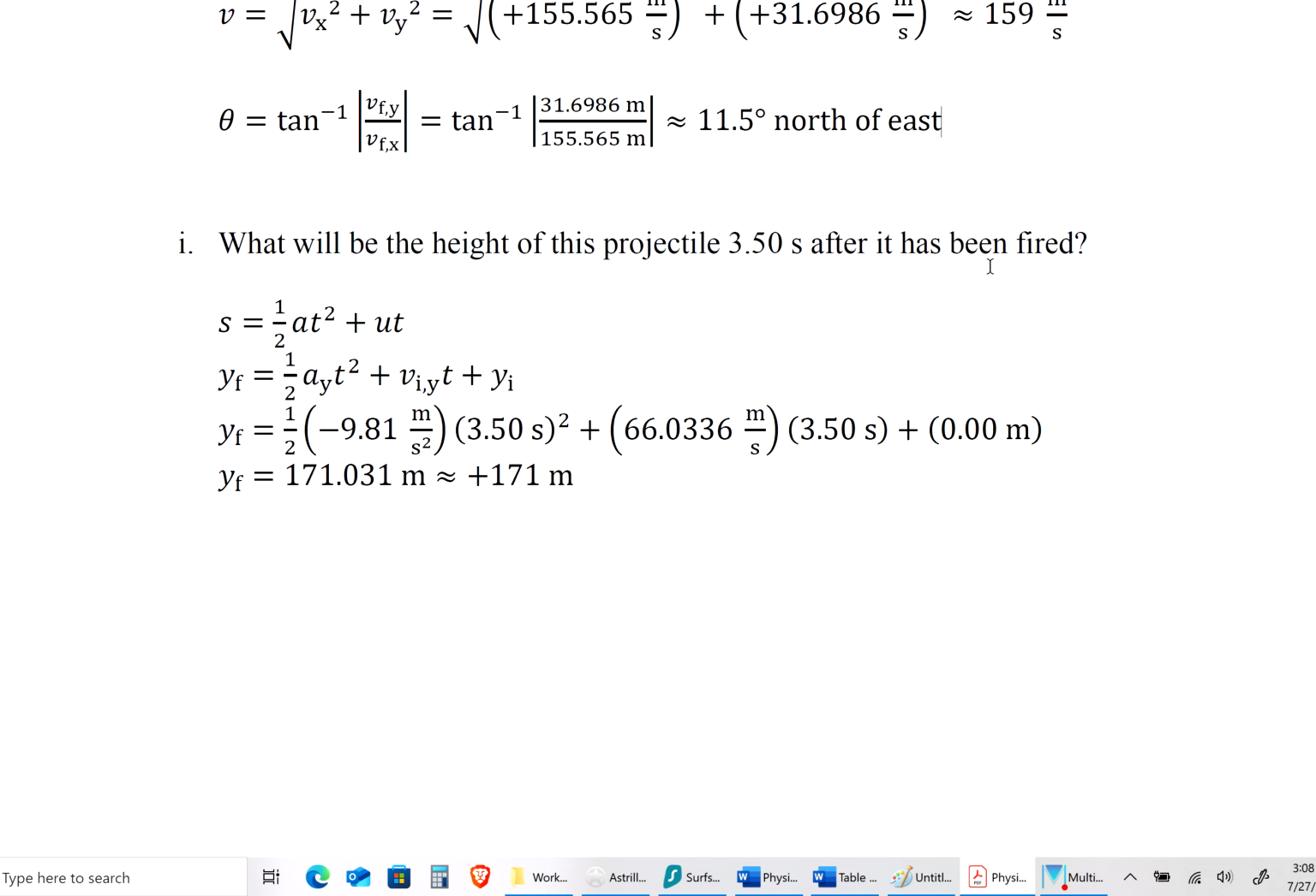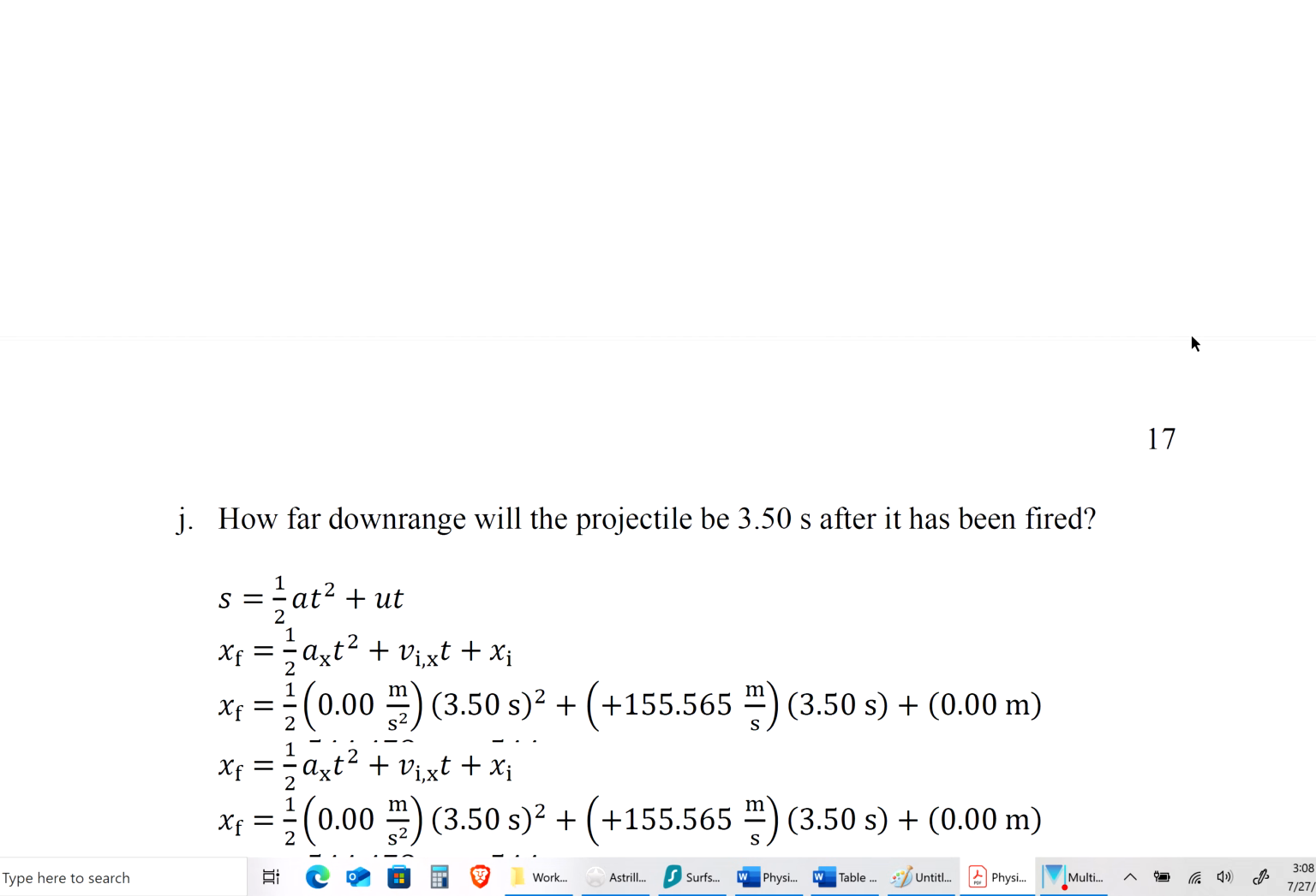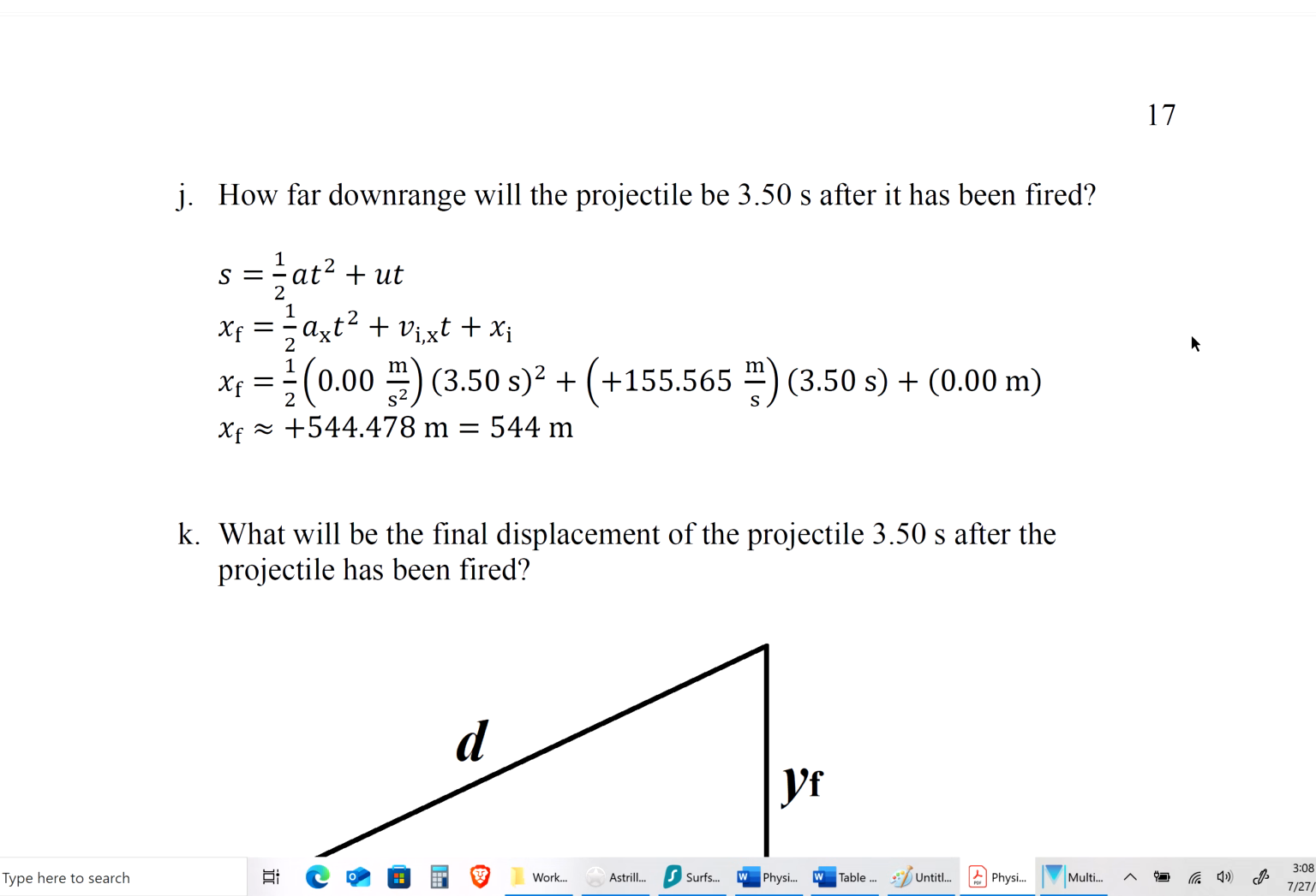Part I, what would be the height of this projectile 3.50 seconds after it has been fired? It says height, so we want vertical variables. Part J, how far downrange will the projectile be 3.50 seconds after it has been fired? It says downrange, so this means horizontal motion, the horizontal distance. Remember, you could get these variables from part A.